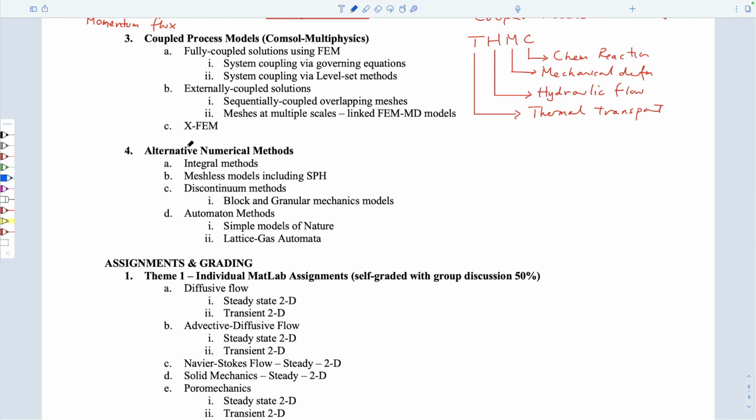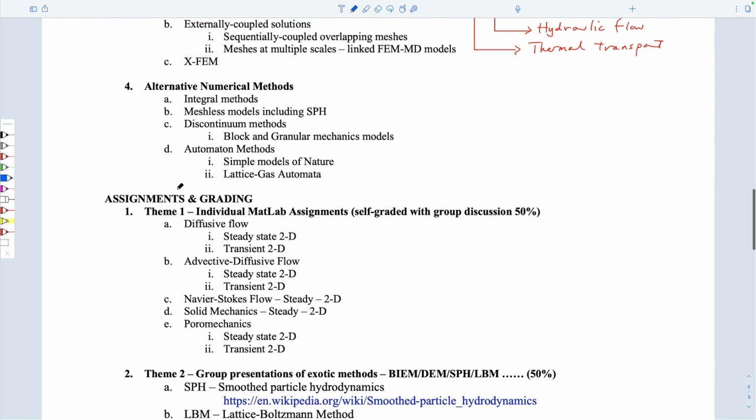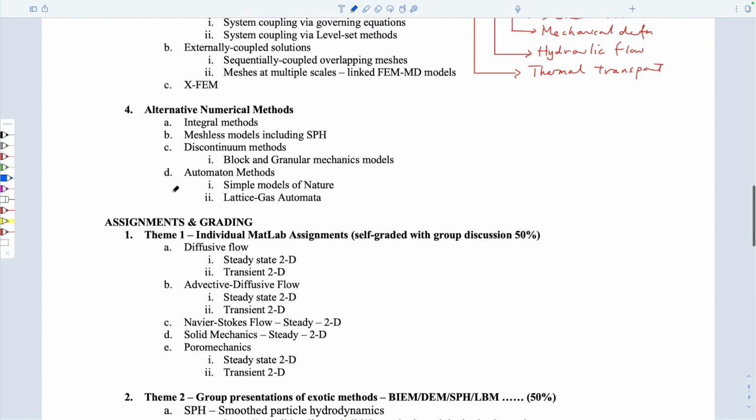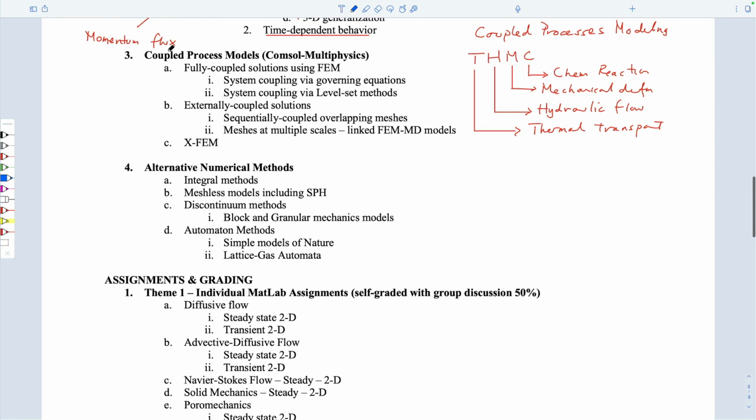So the theme of this is to be able to look at doing what we talked about there. And then at the end of this, I guess we talk about coupled processes. So we'll talk about how to combine all these equations together in a simple way, by a variety of different ways. And we won't talk about XFEM. You might choose to do a project on that. And then to finish off the class, we'll talk about alternative methods.